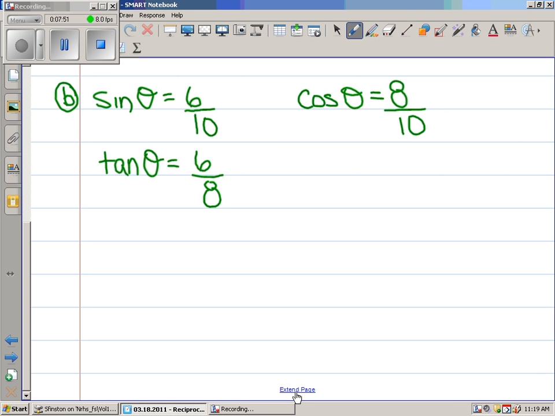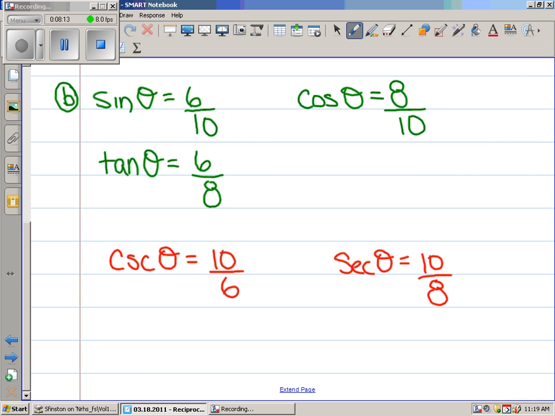Now, what's the reciprocal of sine? What's its name? Cosecant. No two cos go together. Cosecant of theta is just 10 over 6. You just flip it. The reciprocal of cosine is what? Secant. No two cos go together. Secant is just 10 over 8. Tangent's like the easy one. Cotangent. Cotangent is just 8 over 6. That's it. That's all you had to do.